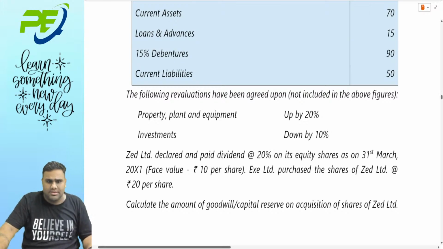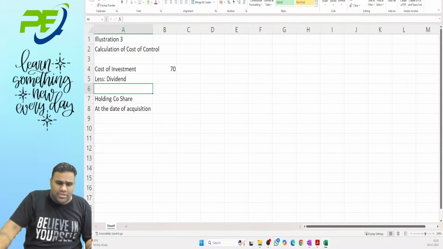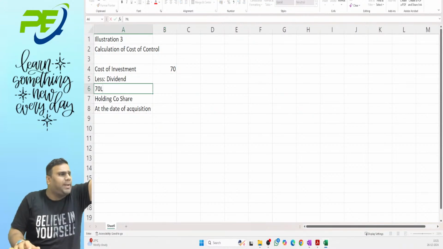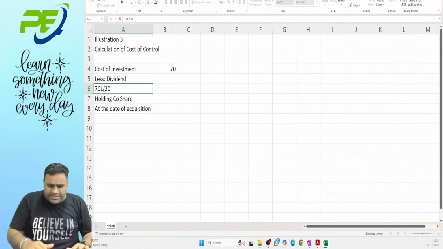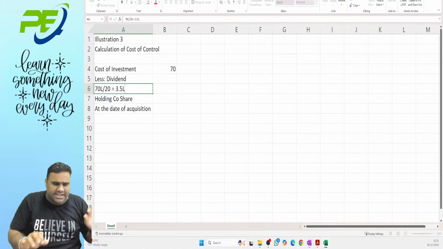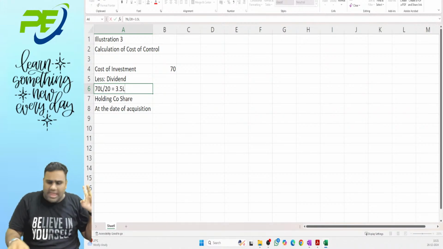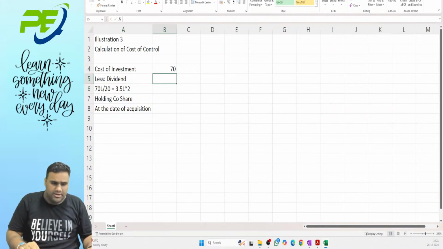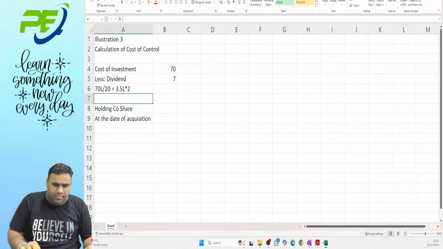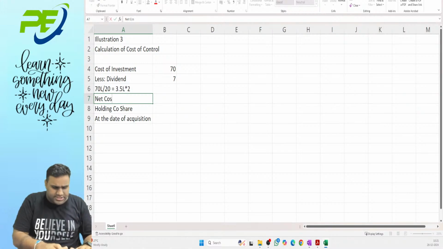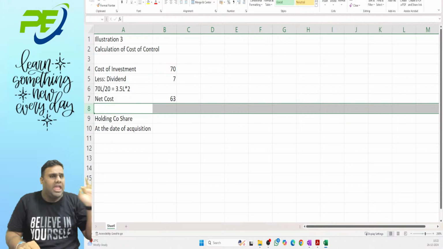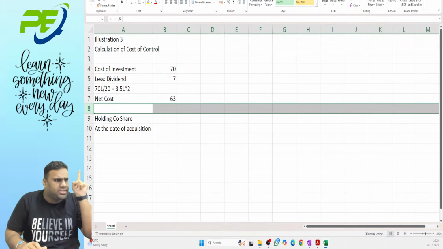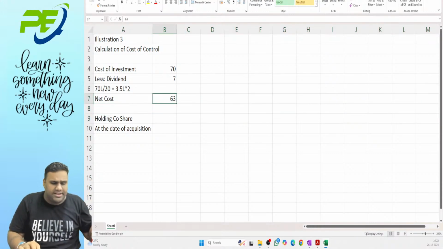70 lakh divided by 20 per share. Very good. So totally I paid 70 lakh, and for one share I paid 20 rupees, which is nothing but 3.5 lakh shares. 3.5 lakh shares, everyone. And per share dividend is 2 rupees, so 7. So my net cost is 63. Everyone, is this clear? This concept is derived from AS 13. We got the net cost.